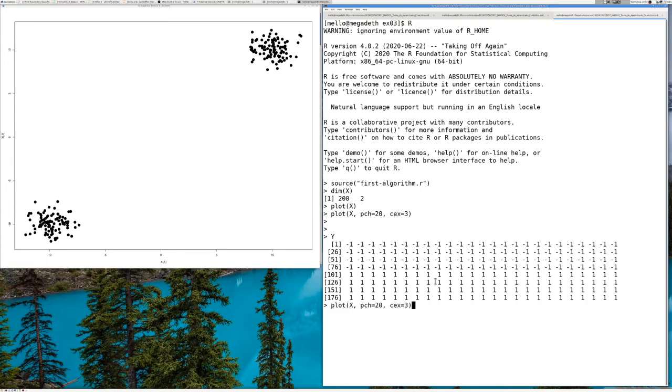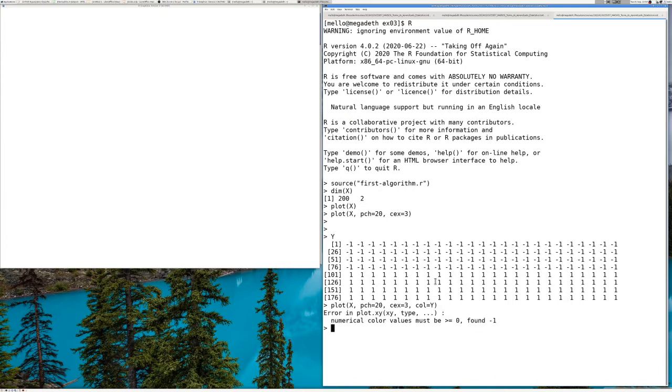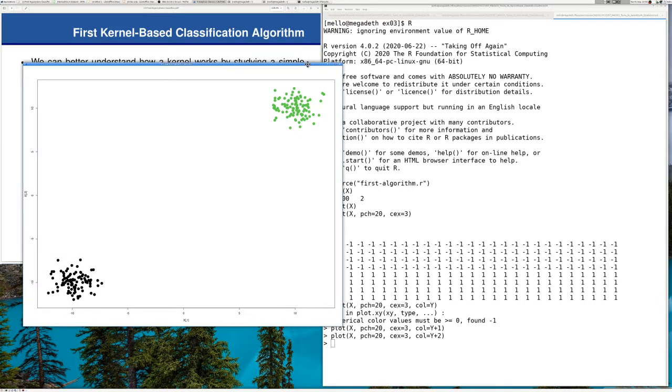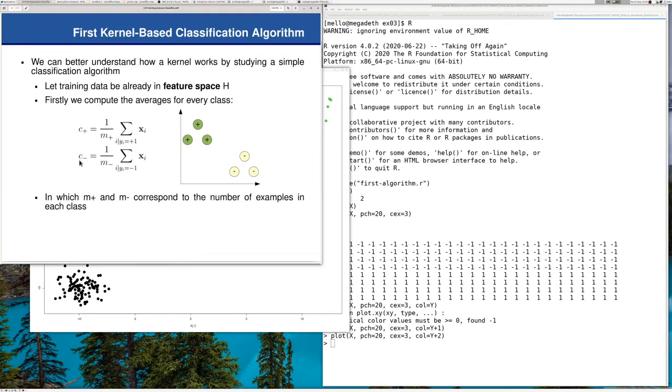Of course, the classes are defined by Y. I can plot in the same way, defining colors equals Y. As you guys might see, it's just impossible to plot negative colors. So I could sum up 1. If I sum up 1, here is going to be 0 and here is going to be 2. However, 0 cannot be plotted, so I'm going to sum up 2. And now you can see the negative examples in black and the positives in green. Okay? So now we proceed computing C plus and C minus.